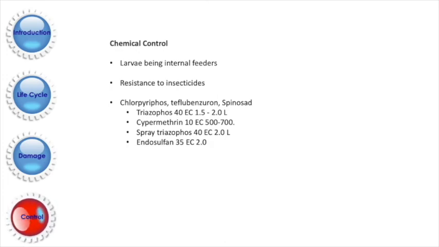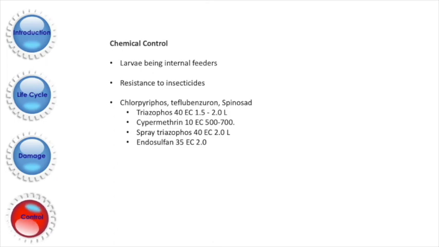Insecticidal control is hindered by the larvae being internal feeders. Moreover, resistance to insecticides develops, making it often more expensive than other methods. Chlorpyrifos, teflubenzuron, spinosad, and organic insecticides with high contact toxicity like carbaryl are extensively used to control pink bollworm.